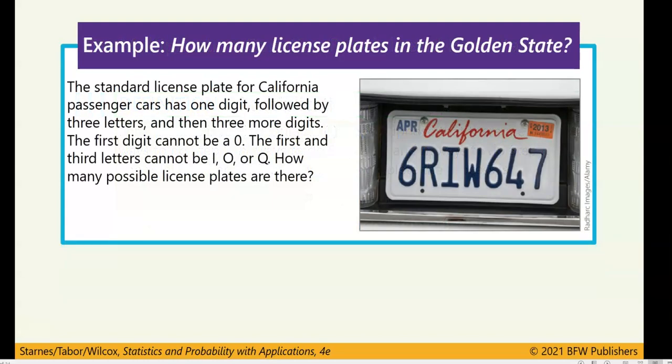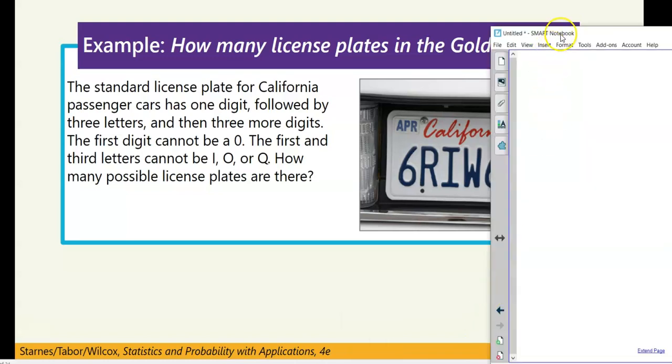This is a pretty good example of the license plate, pretty classic. Plates have one digit followed by three letters and then three more digits. The first digit cannot be a 0. The first and third letters cannot be I, O, or Q. Interesting. How many possible license plates are there? Let's just go through this and pretend we are going to solve it.